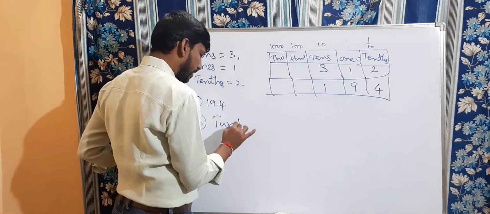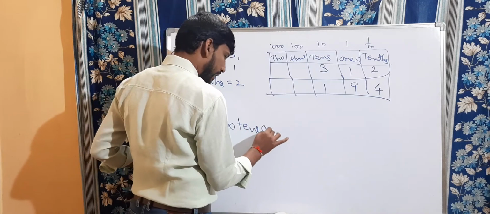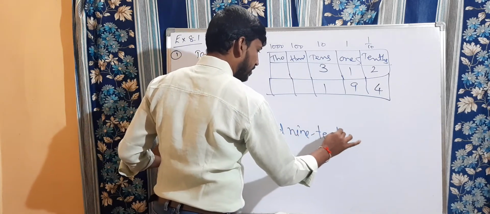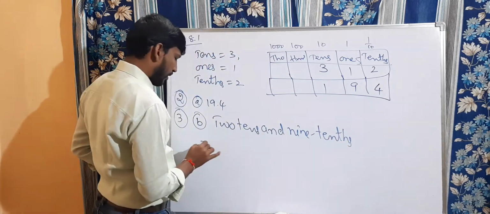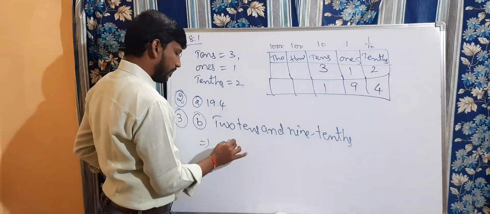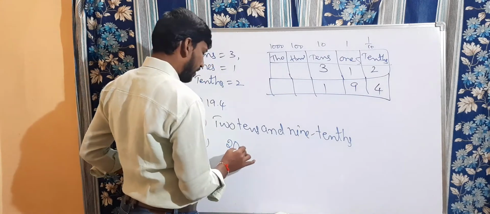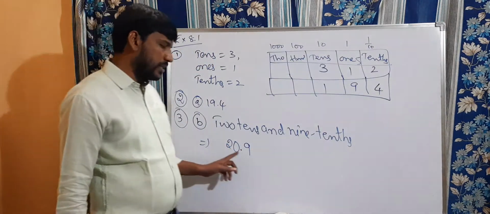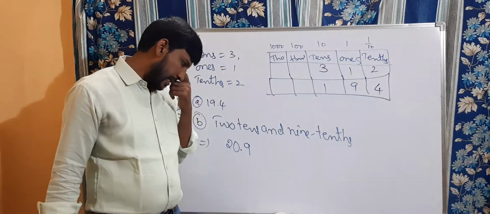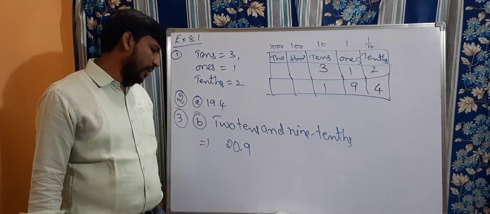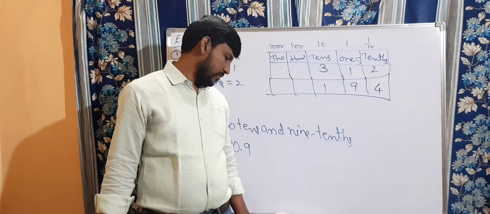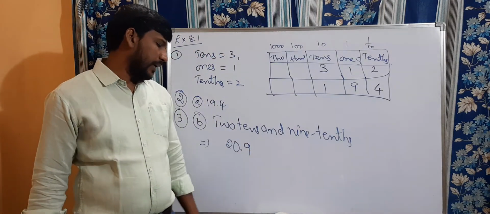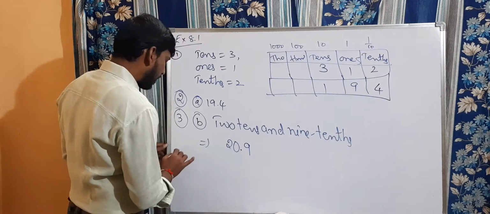2 tens and 9 tenths. 9 tenths part. See this here. 2 tens is nothing but 20 and the 9 tenths is nothing but 0.9, that is 9 by 10. Okay, right? 20.9. Next, question number 4. Write each of the fractions as decimals. Every fraction should be written in terms of decimals. Question number 4.